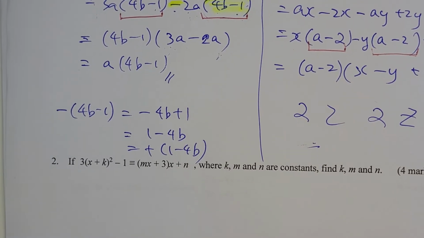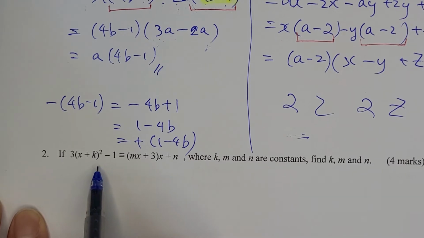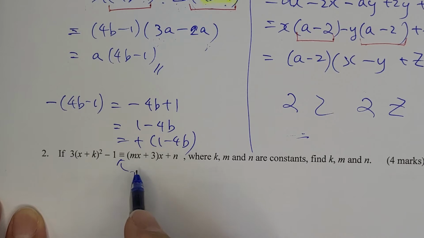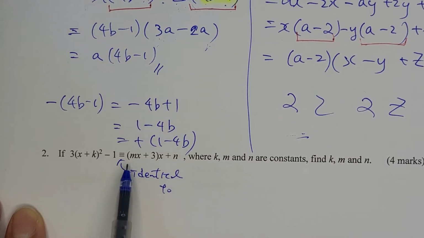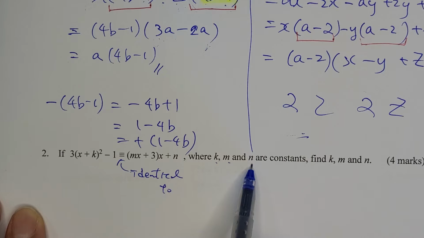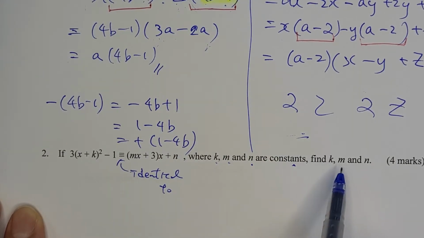So let's move to question number 2. If 3(x plus k)² minus 1 is identical to mx plus 3 times (x plus n), these 3 numbers k, m, n are constants. That means x is the variable. So then find k, m, and n.